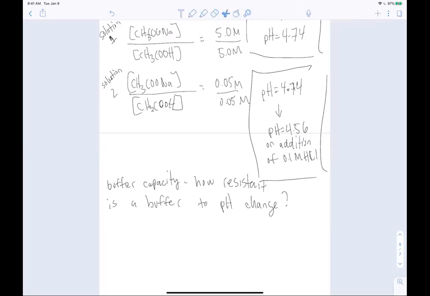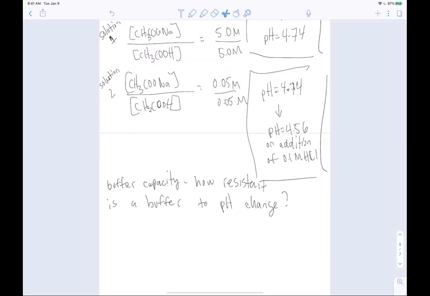But a good metric for how to look at it is that it's approximately equal to whatever the concentration is of one of your components in solution. So the ability of solution 2, for example, to resist pH changes: if I add acid, it's going to resist pH changes up to about 0.05 molar acetate, and then the pH is going to start to vary wildly because you'll have consumed all of the acetate in solution.